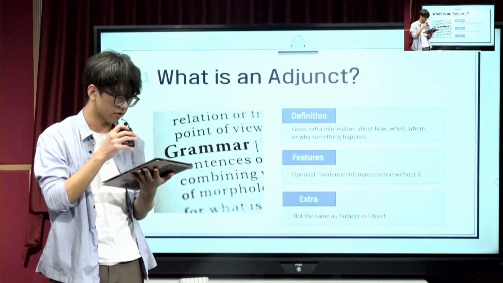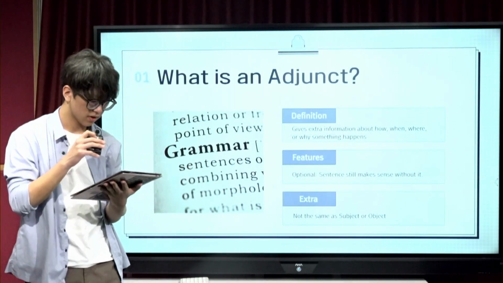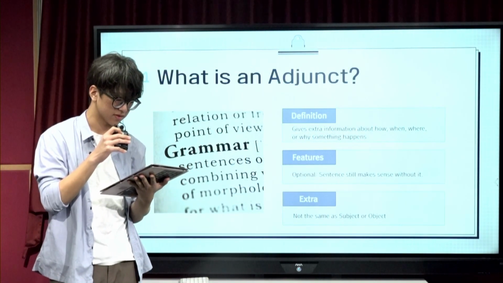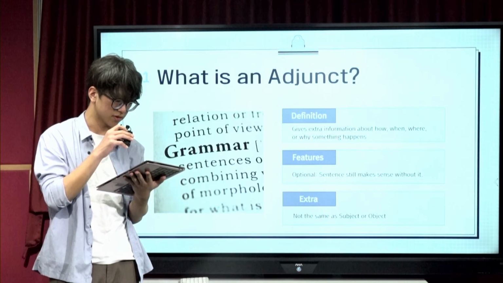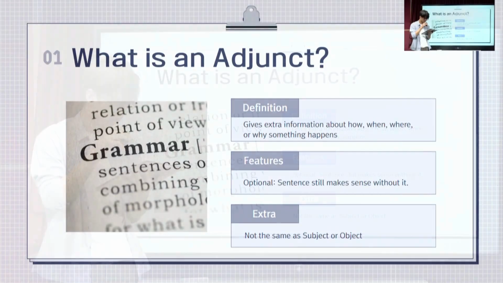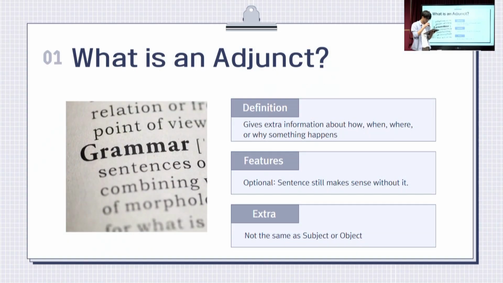Today, I will talk about adjunct in English. Adjuncts are words or phrases that give extra information about how, when, where, or why something happens. Unlike subjects or objects, adjuncts are optional, which means the sentence can still make sense without them.